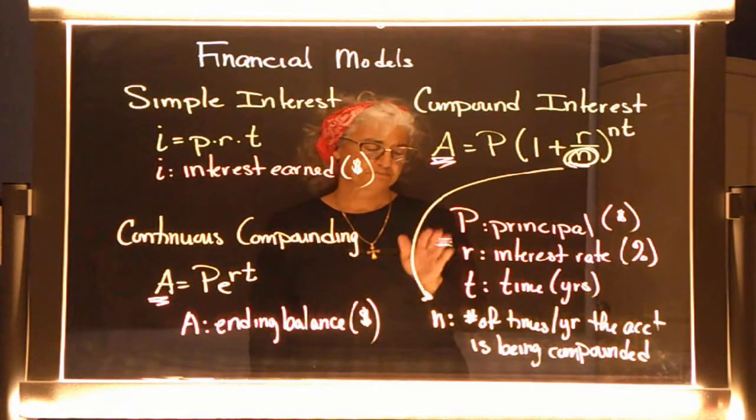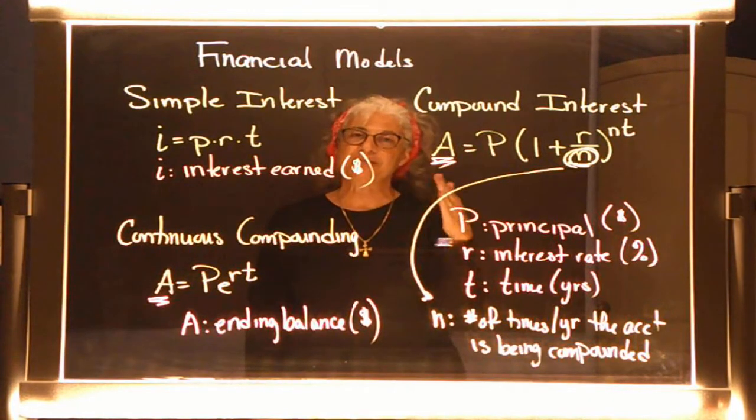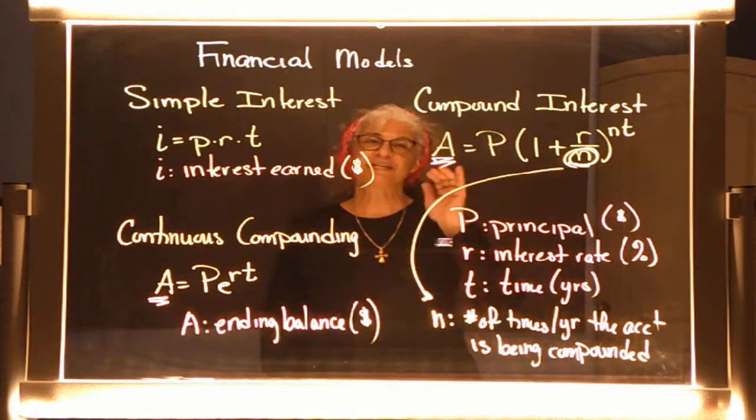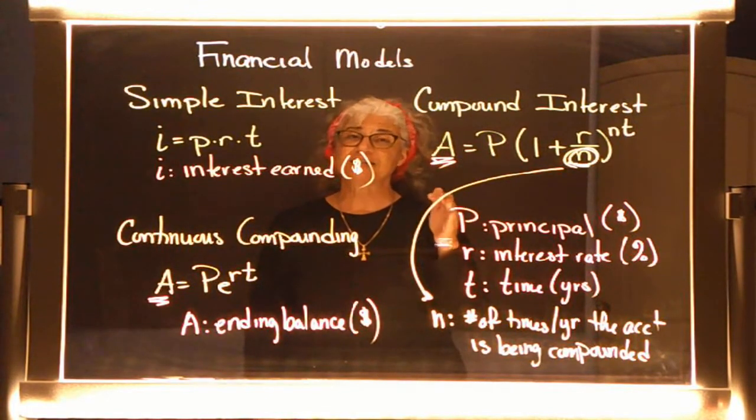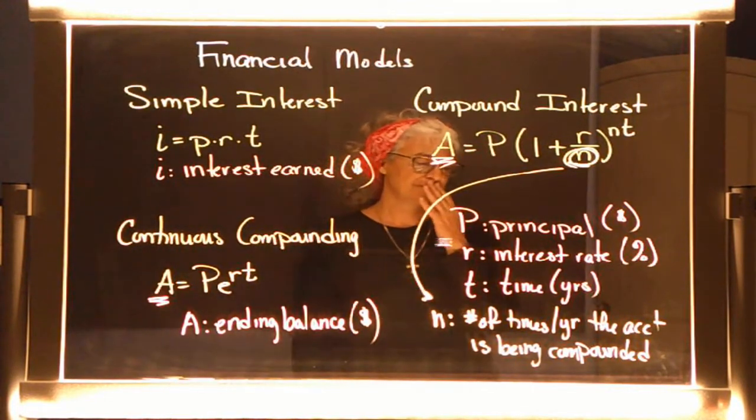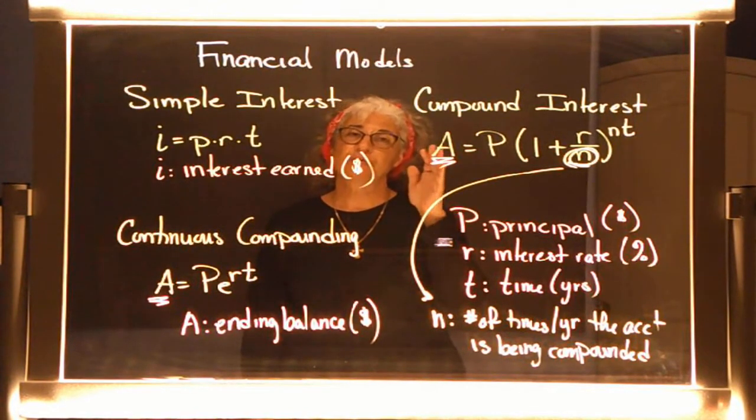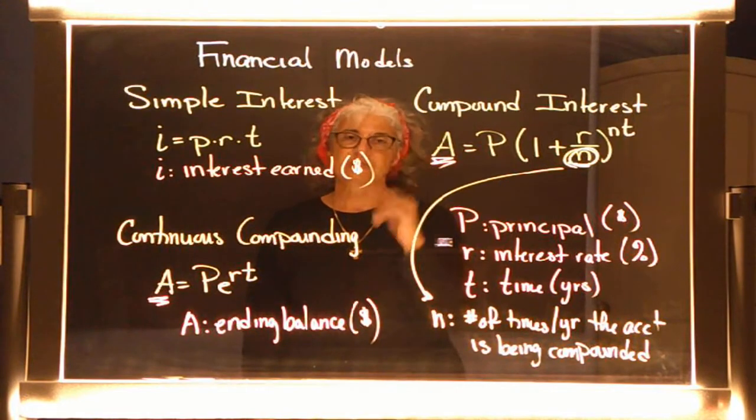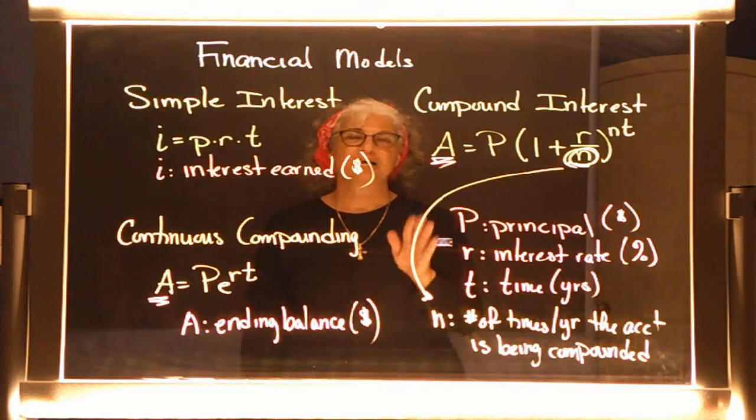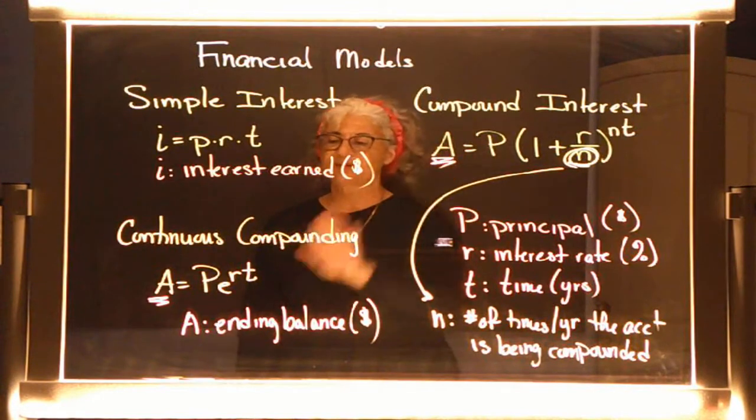Like, give me an example. If they say the account is being compounded monthly, how many times a year is that? Good, 12. If they say the account is being compounded daily, how many times a year is that? Good, 365. If they say the account is being compounded quarterly, how many times per year is that? Good, 4 times a year, because there's 4 quarters in a year. Got it?